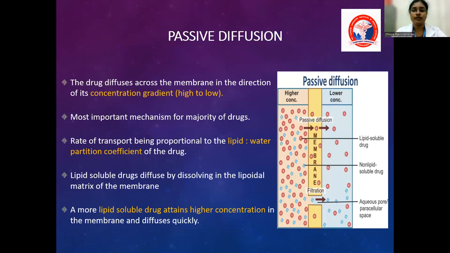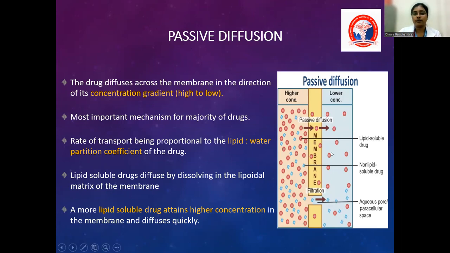So coming to passive diffusion, the name suggests that passive means without any expenditure of energy, moving from high to low concentration gradient. The most important mechanism for the majority of drugs is passive diffusion. Here, the rate of drug transport is proportional to the lipid water partition coefficient of the drug. Lipid soluble drugs diffuse by dissolving in the lipoidal matrix of the membrane, and more lipid soluble drugs attain higher concentration in the membrane and diffuse quickly.